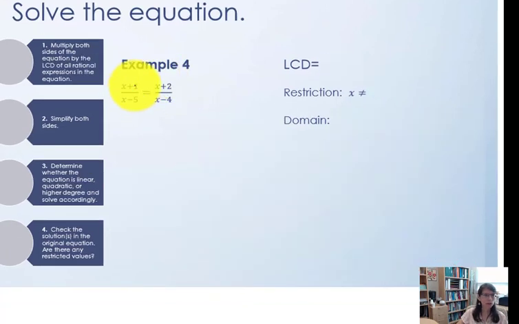In example 4, we have the quantity of x plus 1 divided by x minus 5 equal to the quantity of x plus 2 divided by x minus 4. So looking at each denominator, I can see that they are different from each other and each is completely factored. So our lowest common denominator is the product of those two unique factors.